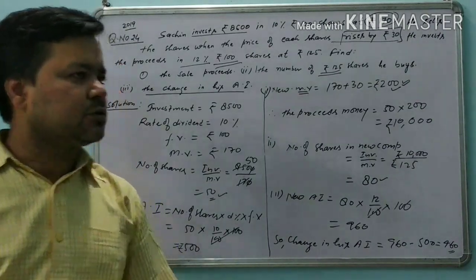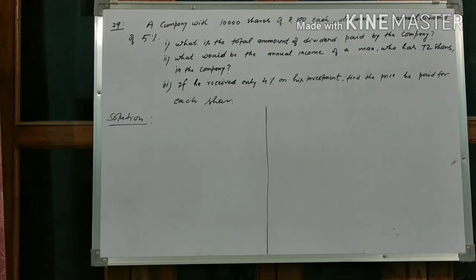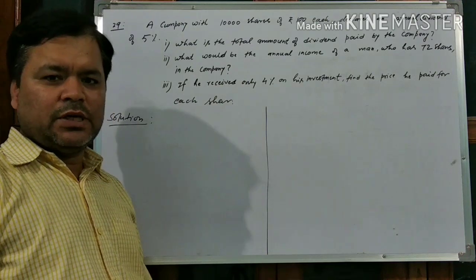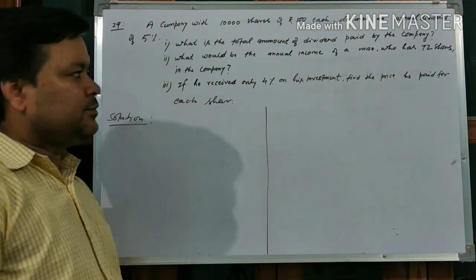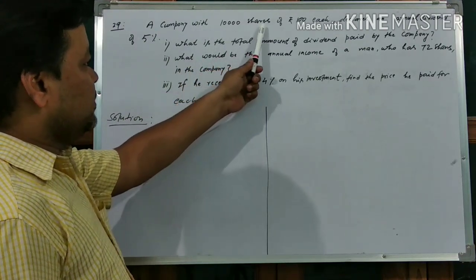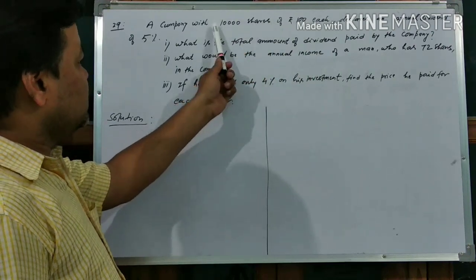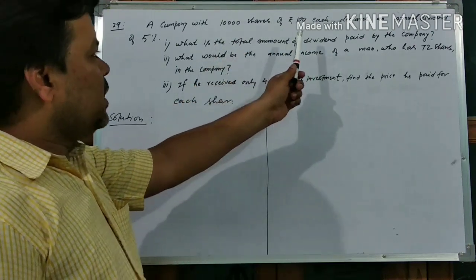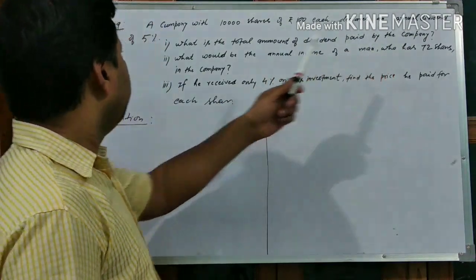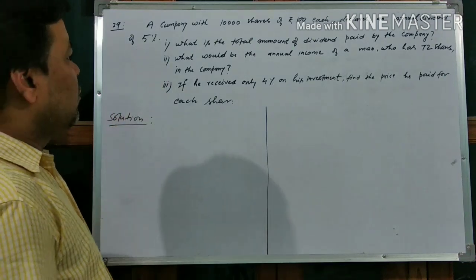Now let us see the next question, that is question number 29. Here the question is, a company with 10,000 shares of rupees 100 each. It means the number of shares is how much? 10,000, and face value is 100 rupees. Declares an annual dividend of 5%. Means rate of dividend is equal to 5%.